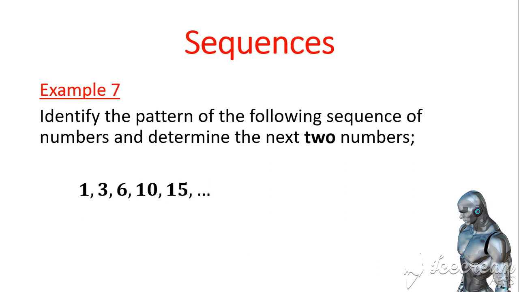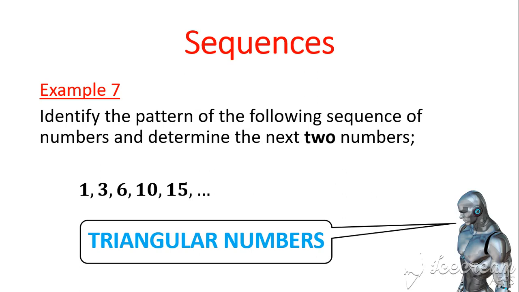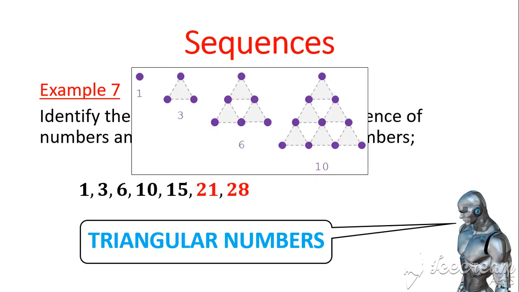Right, here's our final sequence. 1, 3, 6, 10, 15. Right, we're going to have to speed things up, running out of time. The answer is they are triangular numbers and they're based on triangles. 1, 3, 6, and 10. Go and do some research on triangular numbers.